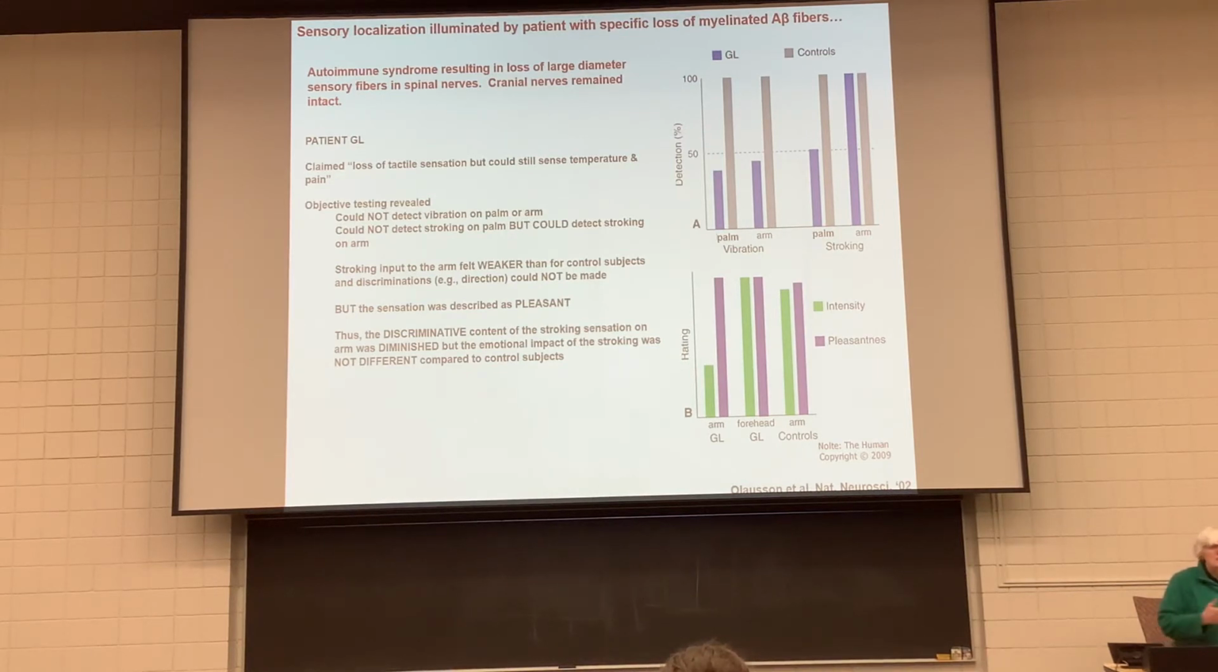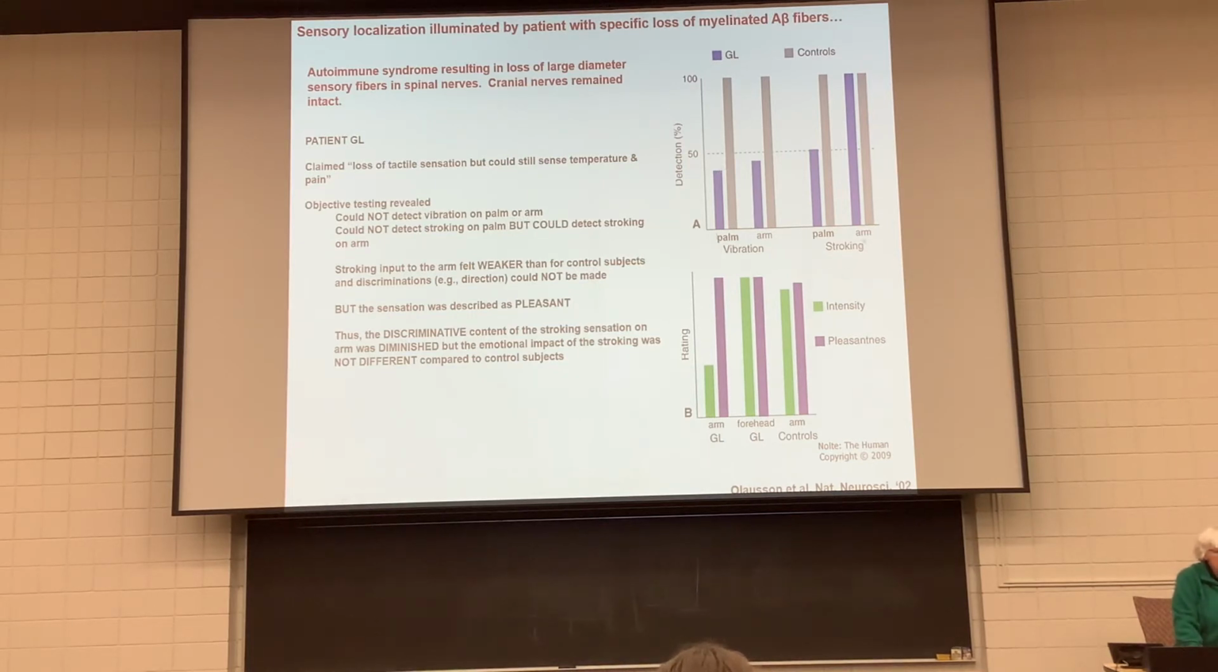Pain fibers are A deltas and Cs. Why they're not affected? Autoimmune diseases are a little strange. So they did some studies. GL is in blue, the control patient is in gray. They did some vibration on her palm, and some vibration on her arm. She's below 50% saying I'm feeling something touching me, chance maybe. Whereas the control patient is 100%, I know where you're touching me.